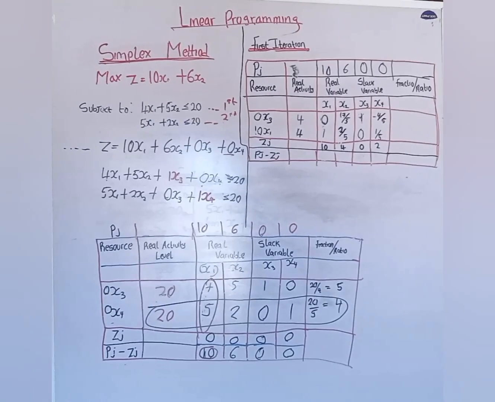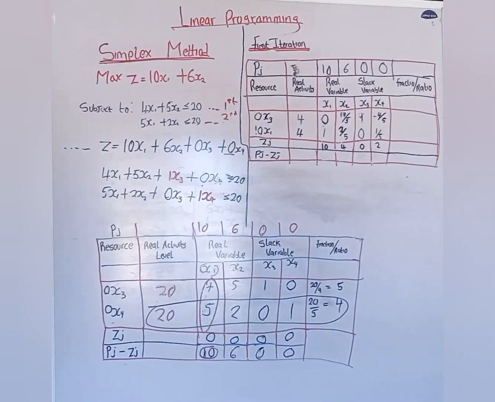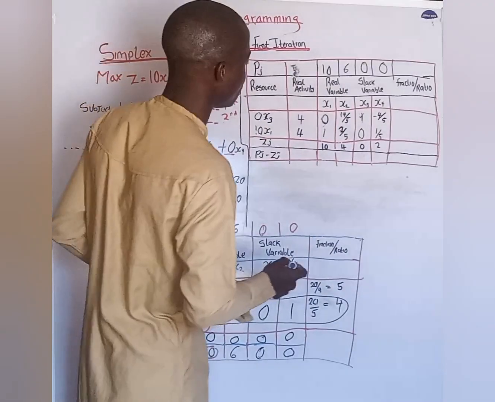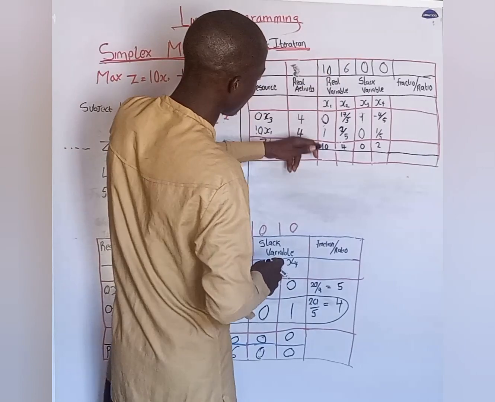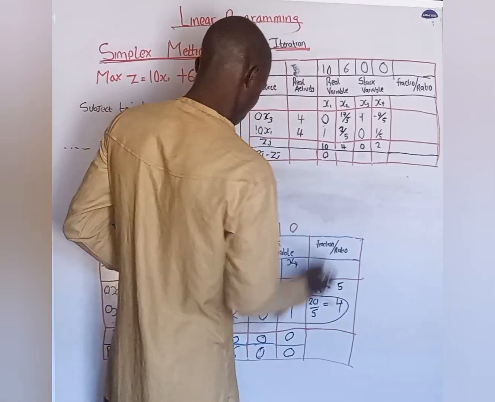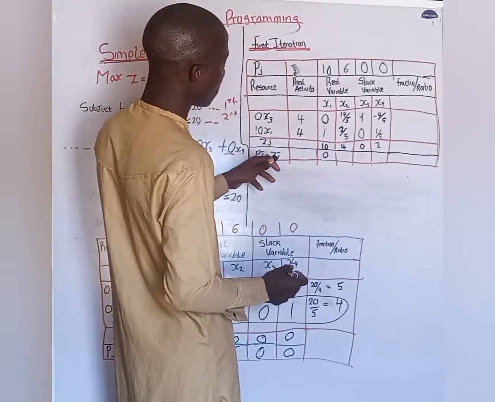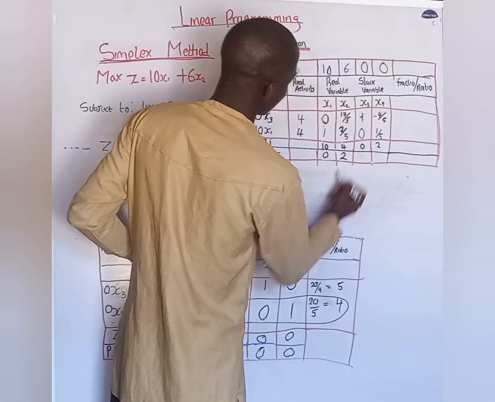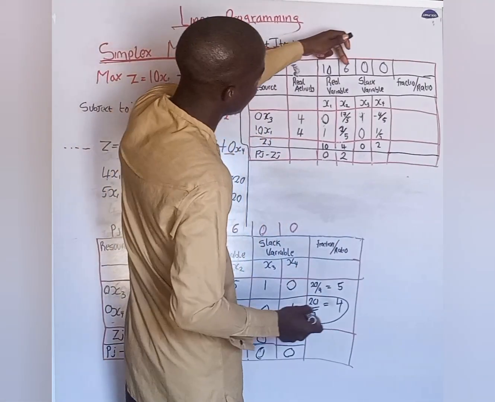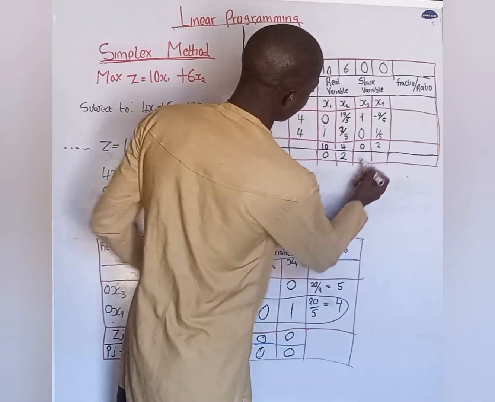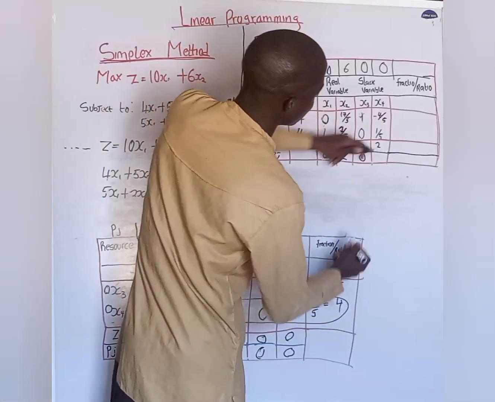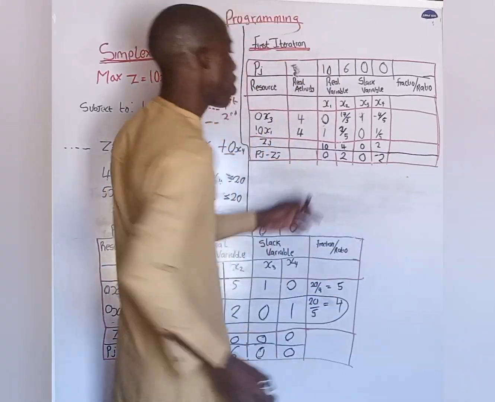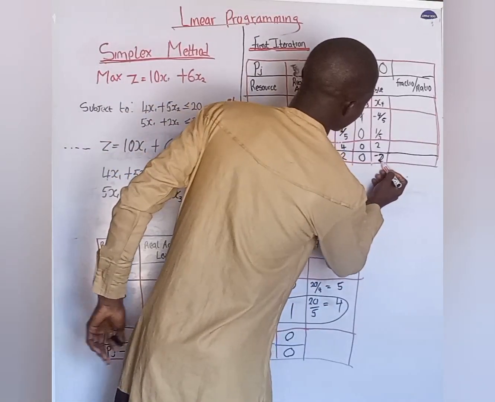So the next thing is to calculate the pj minus zj. The pj value in this place is 10. 10 minus 10 will give me 0. That's it. Then the pj minus zj, the pj is 6. 6 minus 4 is 2. Then for the next one, 0 minus 0 will give me 0, and 0 minus 2 will give me minus 2. So we have not gotten our optimal solution.